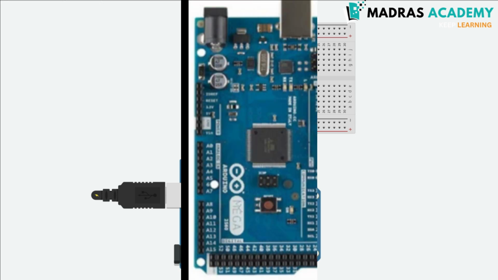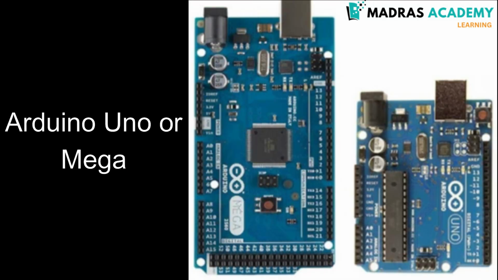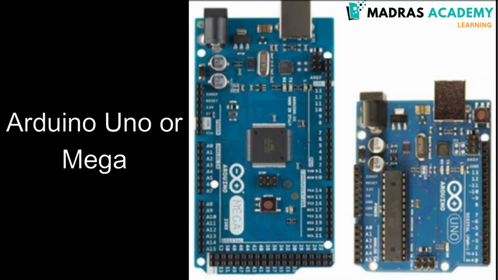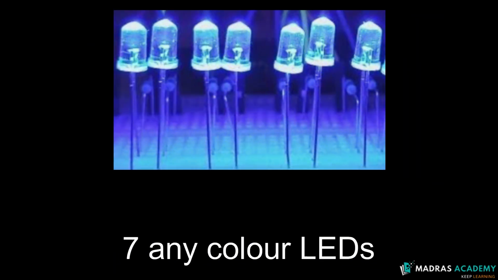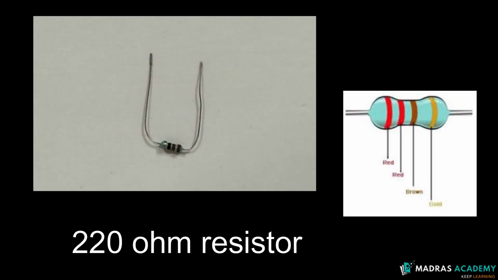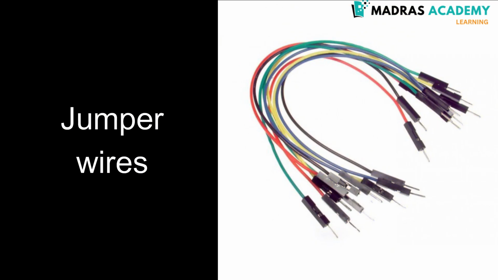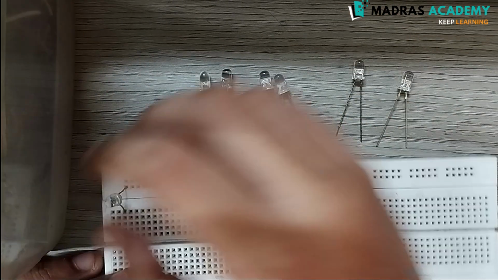Let's get started. For the physical setup, you'll need an Arduino Mega or Uno board, a breadboard, any number of LEDs. I am using 7 LEDs, a 220 ohm resistor, and some jumper wires. Alright, let's connect our LEDs.